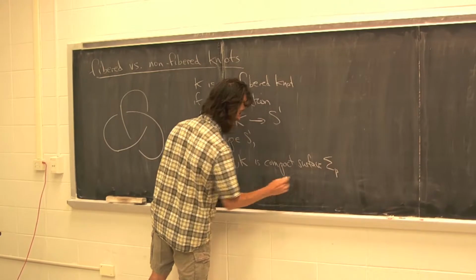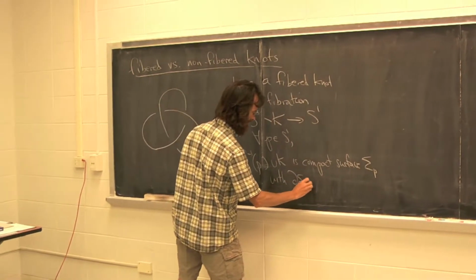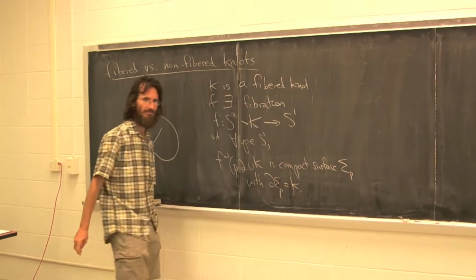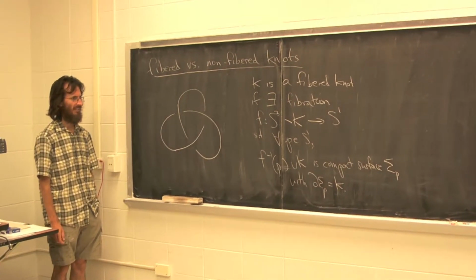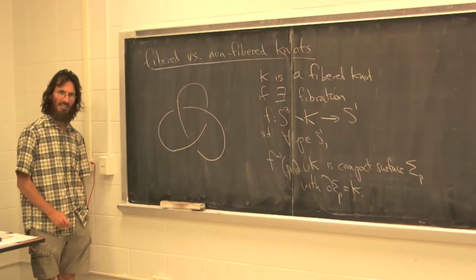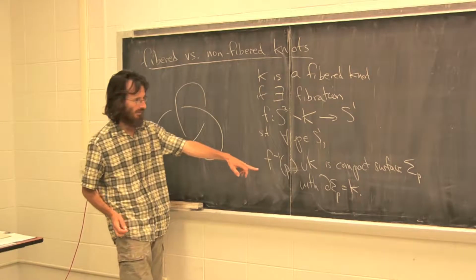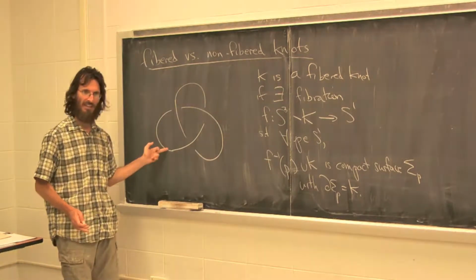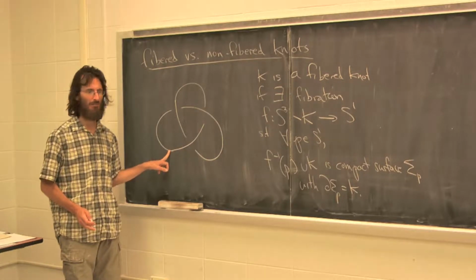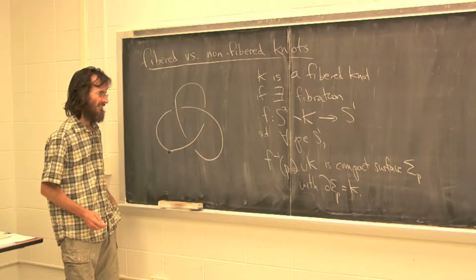Surface of P with... Another way to say it is that, in particular, the inverse image of a point, a circle, a fiber of a point, is, once you add the knot itself, a Seifert surface for the knot.